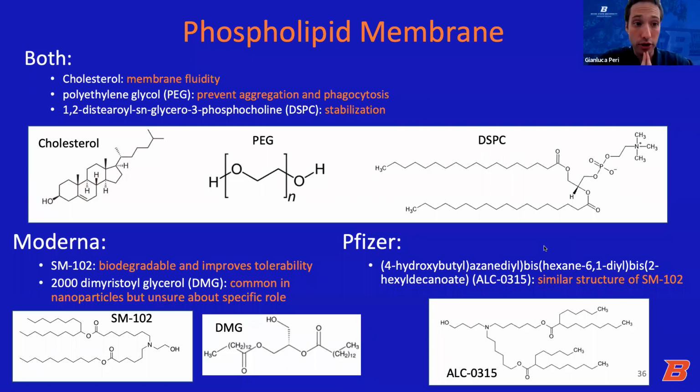And then let's see, Moderna has two unique components for this phospholipid membrane. One of them they call SM102, and I found the paper that actually kind of discovered why this phospholipid is so important, where they show that it's making the nanoparticle more biodegradable, and so improves tolerability. It doesn't remain in your system, it's just destroyed naturally. And the other component would be DMG, which I'm not sure exactly what its role is. At least I haven't found much information about it.